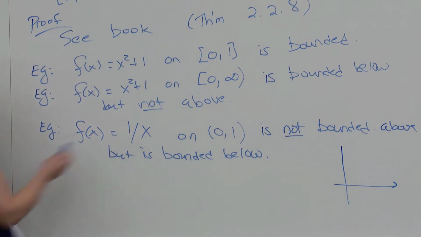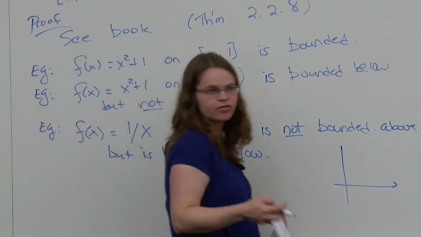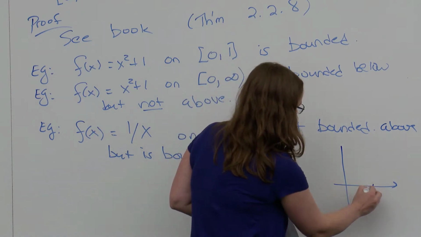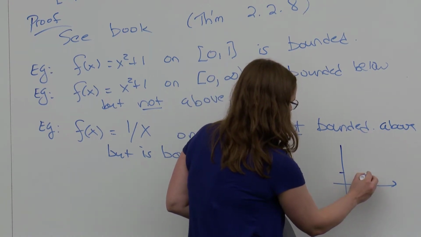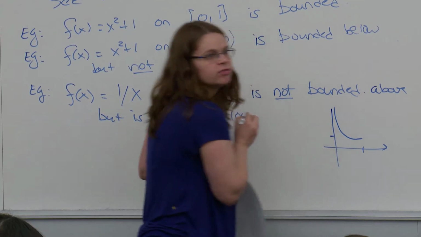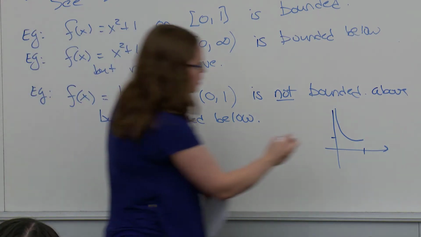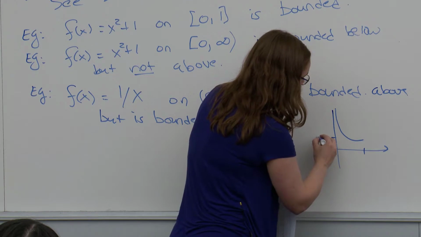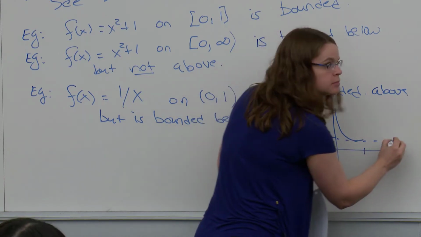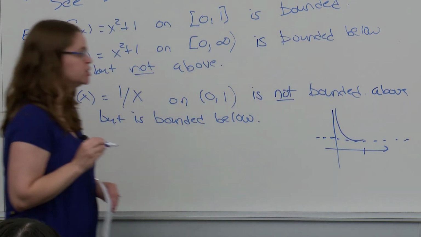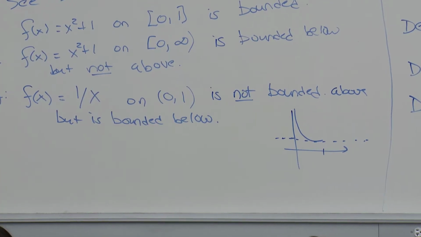All right, so at x equals 1, or as x is close to 1, this is going to also be close to the value of 1. And then it's going to do this. So why is it bounded below? It's bounded below, right? Because we can put a number down here, and the function never drops below this number, right?